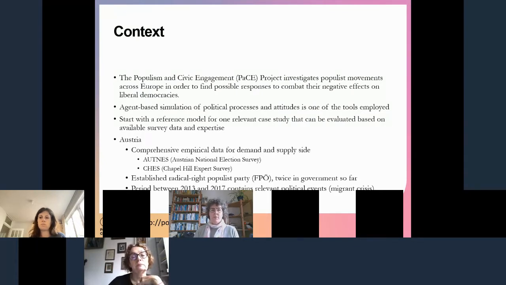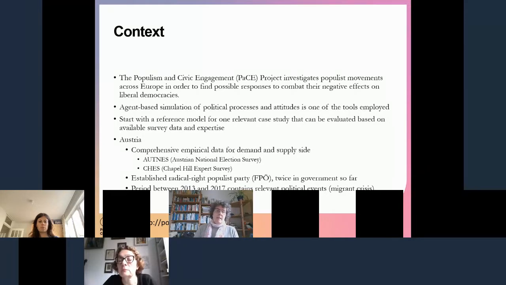And since we are working together with political scientists from the University of Salzburg, they've chosen Austria as our case study because we have comprehensive empirical data for the demand and supply side, the Austrian National Election Survey for the voters, and the Chapel Hill Expert Survey for the parties.